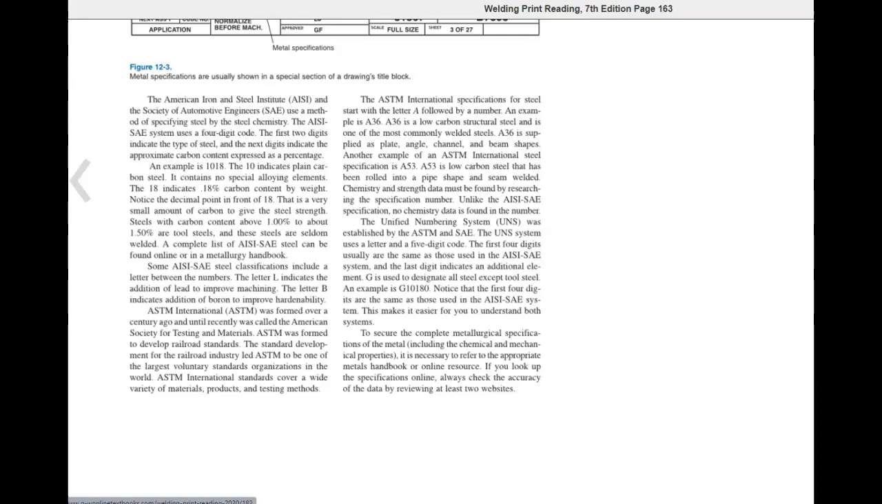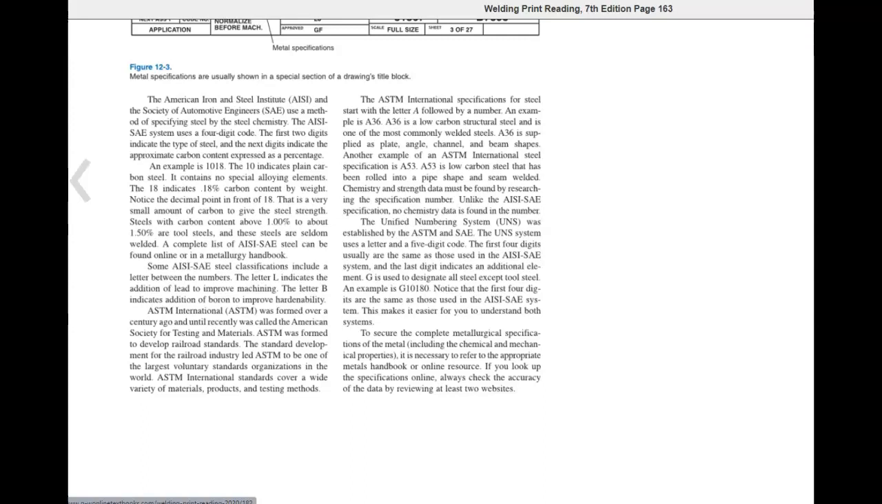ASTM International was formed over a century ago and until recently was called the American Society for Testing and Materials. ASTM was formed to develop railroad standards. The standard development for the railroad industry led ASTM to be one of the largest voluntary standards organizations in the world. ASTM International standards cover a wide variety of materials, products, and testing methods. The ASTM International specification for steel starts with the letter A followed by a number.